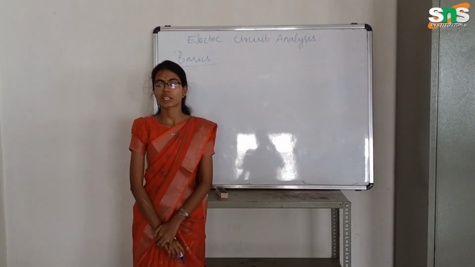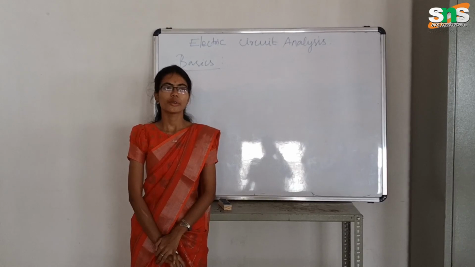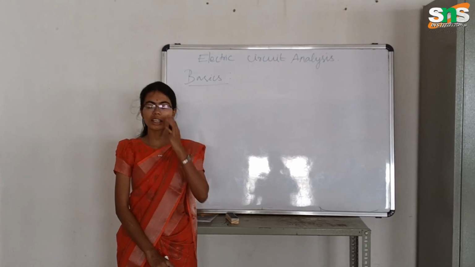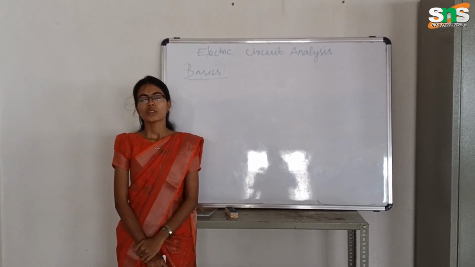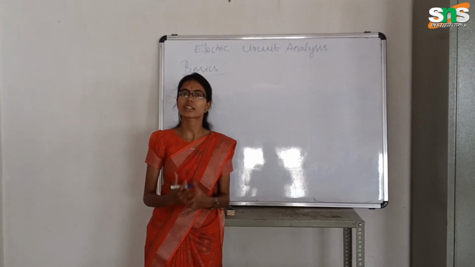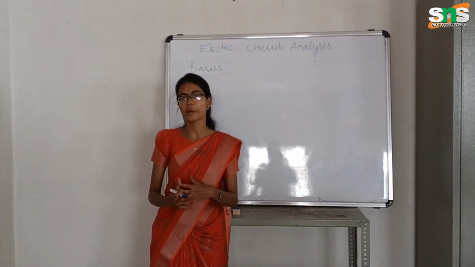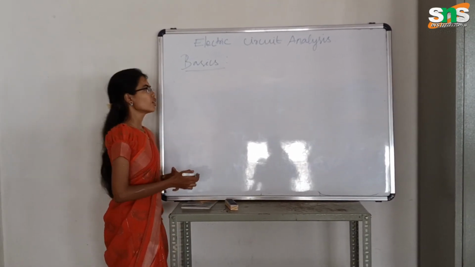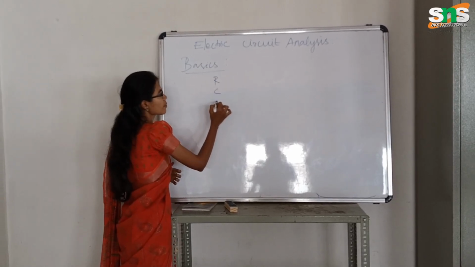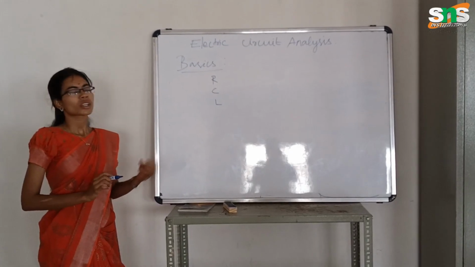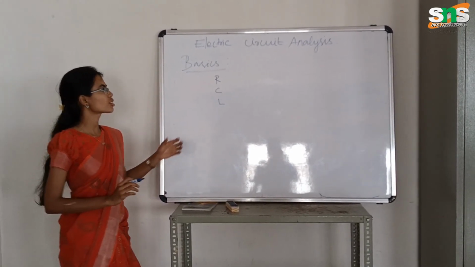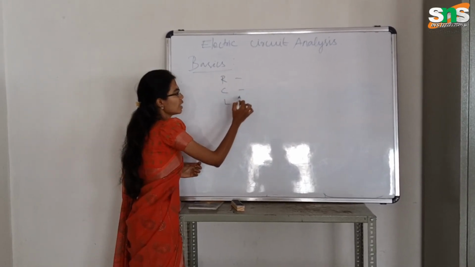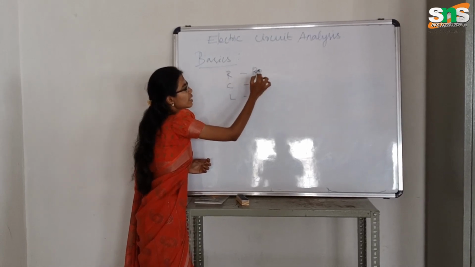In this lecture series video of electric circuit analysis, we are going to discuss the basic things which are used for the basic electric analysis of a given circuit. To understand the concept of electric circuits, we have to know about the components. What are the basic components present in an electric circuit? First one is R, C, L. These are the three main components present in a circuit. First, R denotes resistance.